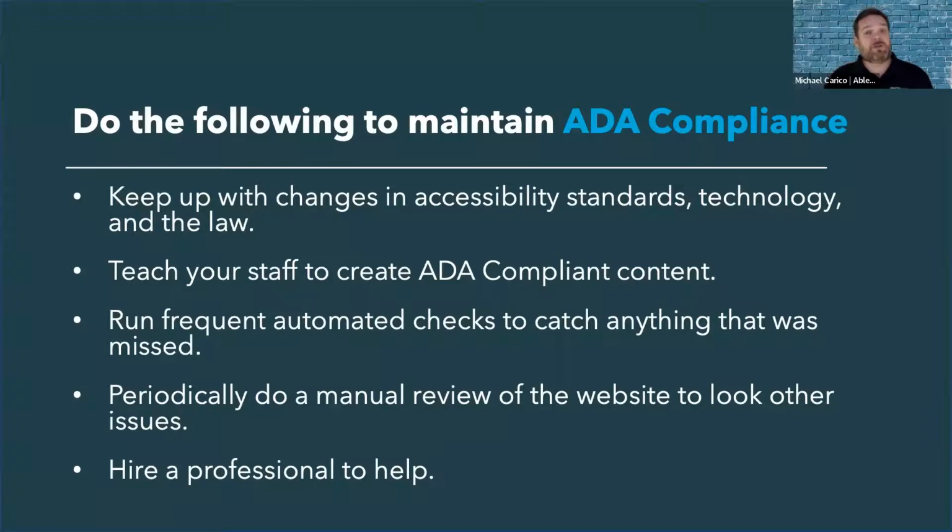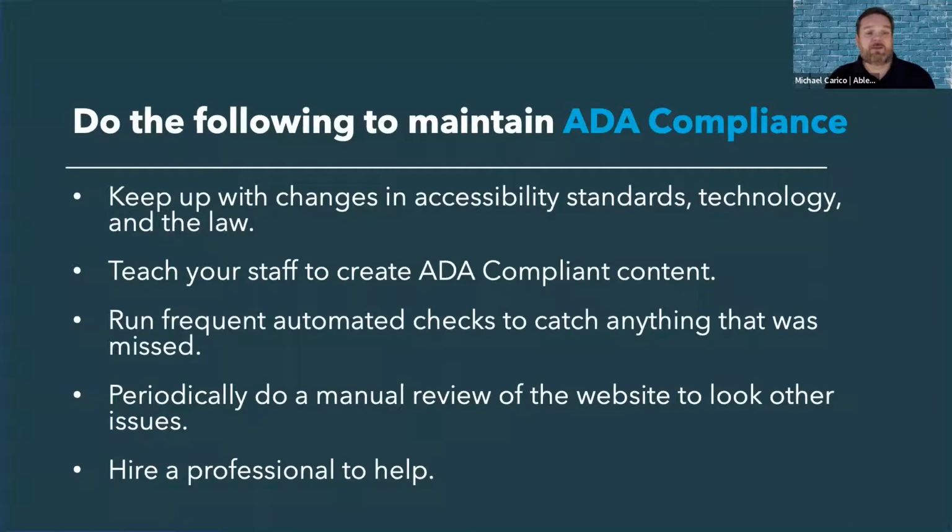So once that happens, we'll have to look at it and see how accessibility standards change, how has the technology changed, what do we need to do to make an accessible website at the end of the year. You should teach your staff to create ADA compliant content. Some of that can be as simple as creating alt text for images, creating links that have descriptive text, using 'read more about' or some other way to label those buttons. Run frequent automated checks to catch anything that was missed. There's lots of services out there that will do that.